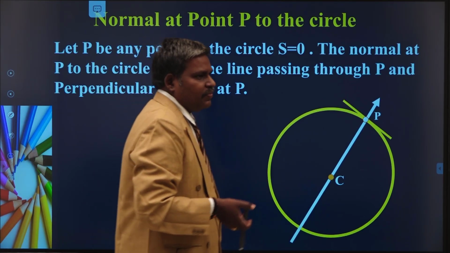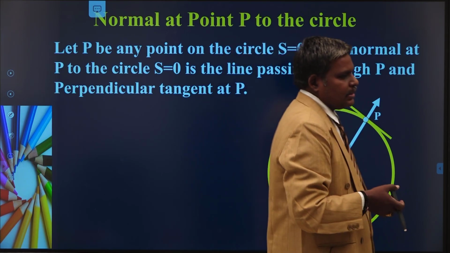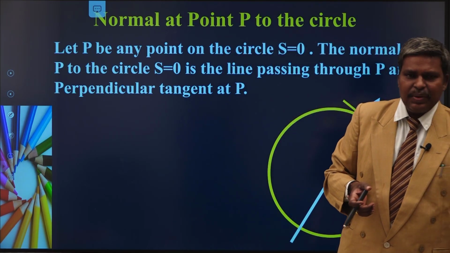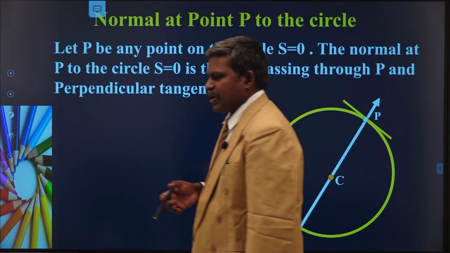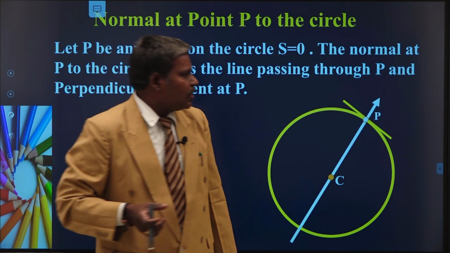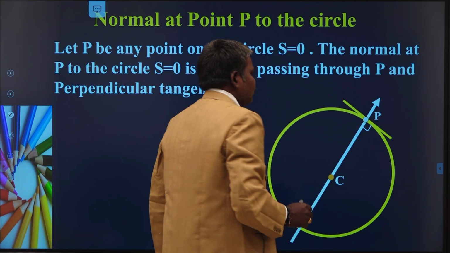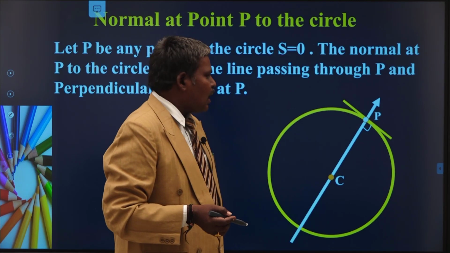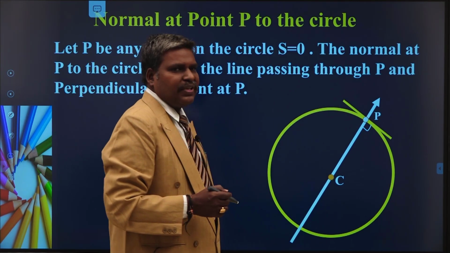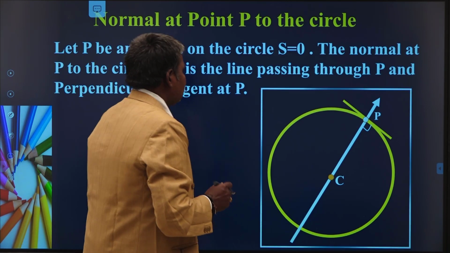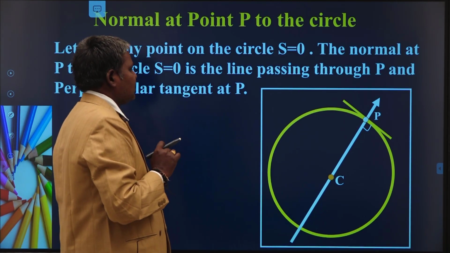The speciality of normals in circles is that every normal drawn at any point on the circle must be passing through the center of the circle. We know that the normal is always perpendicular to the tangent. That is why the normal is always passing through the center of the circle. Understand? This is the corresponding diagram related to this definition.